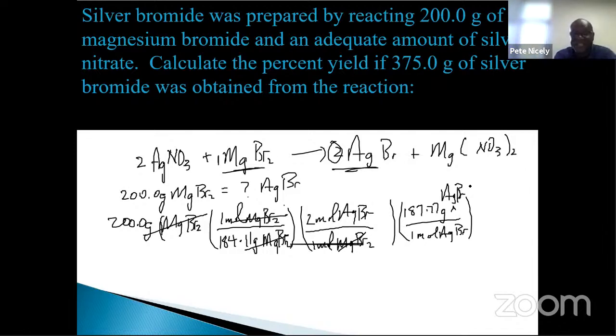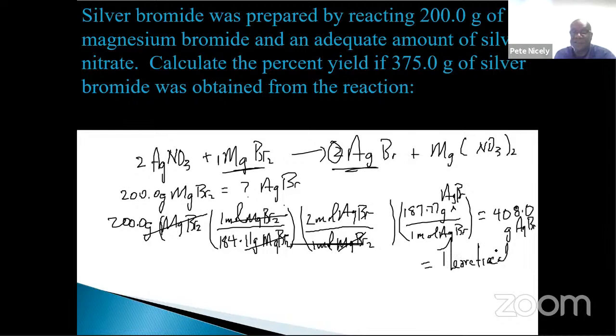Okay, so according to my calculations, this is equal to 408.0, rounded off to 4 sig figs. So this is 408.0 grams of AgBr. All right, so that's the mass of the silver bromide, the product, which would be the theoretical yield.